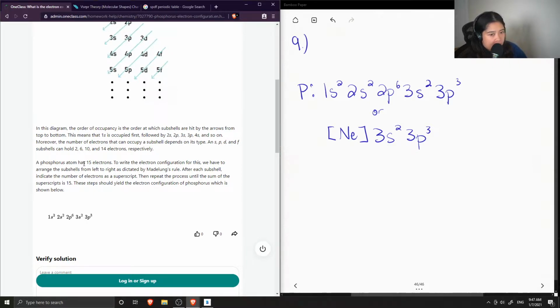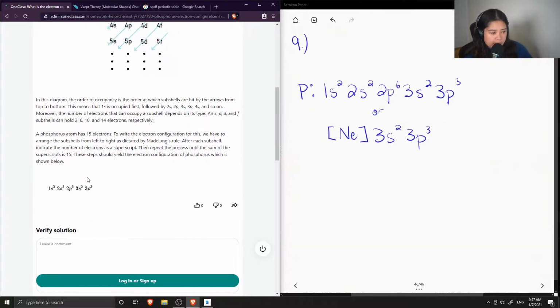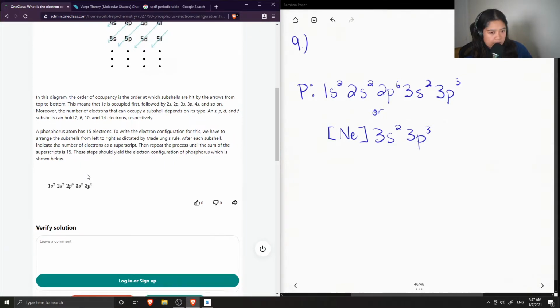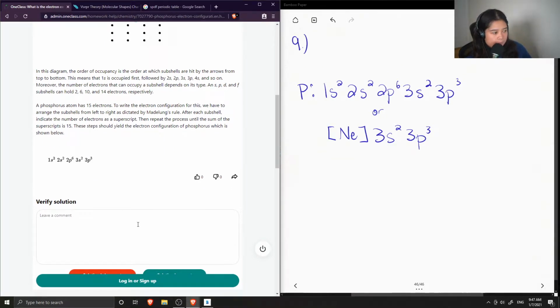The phosphorus atom has 15 electrons. Write the electron configuration for this. We have to arrange the subshells from left to right as dictated by Madelung's rule. After each subshell, indicate the number of electrons as a superscript, and then repeat the process until the sum of the superscripts is 15. Yep, and they got the same electron configuration, so the solution is correct.